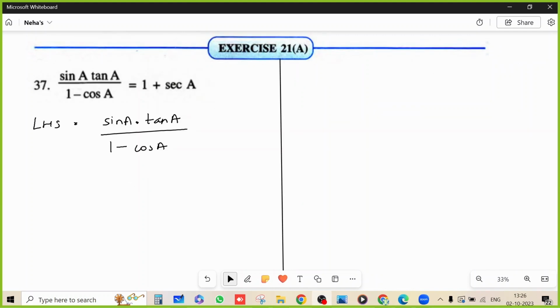Let's now begin with question number 37. The left hand side here is given as sin A into tan A divided by 1 minus cos A. Now sin A into tan A can be written as sin A into sin A divided by cos A, since sin A divided by cos A is equal to tan A.